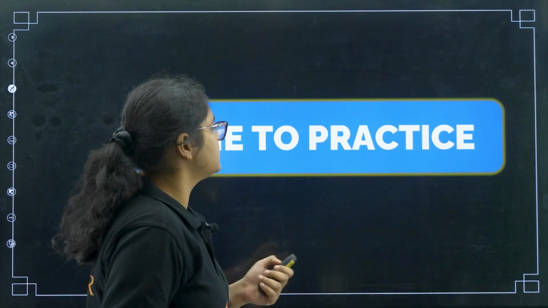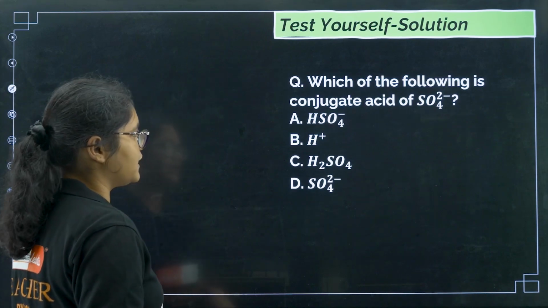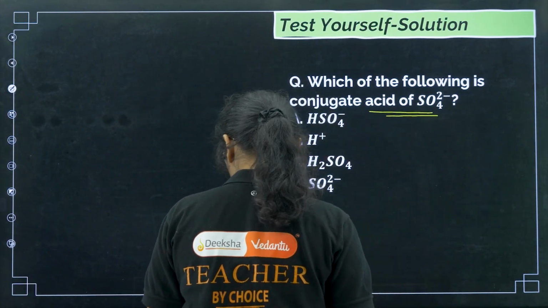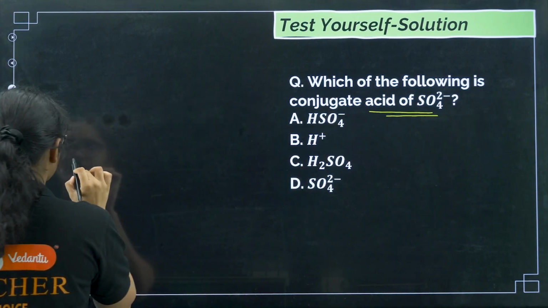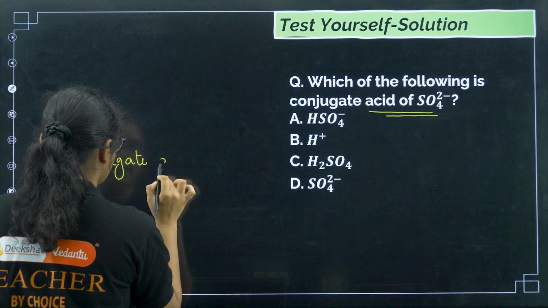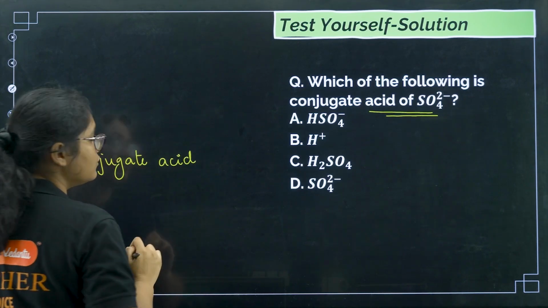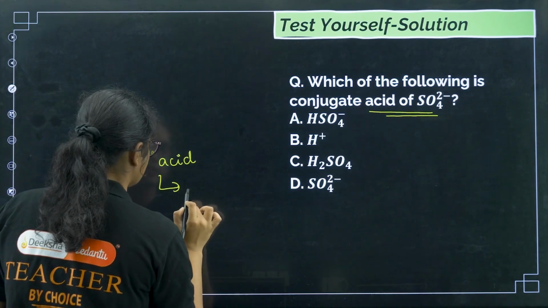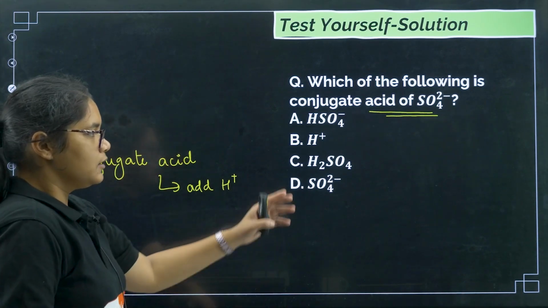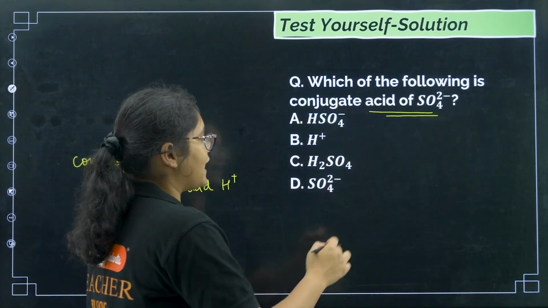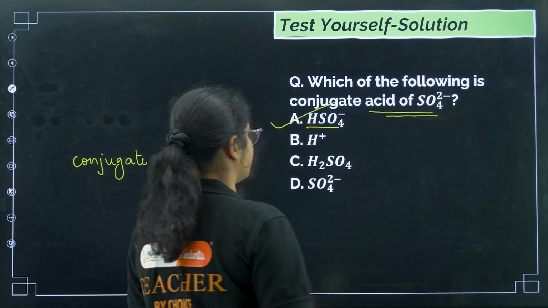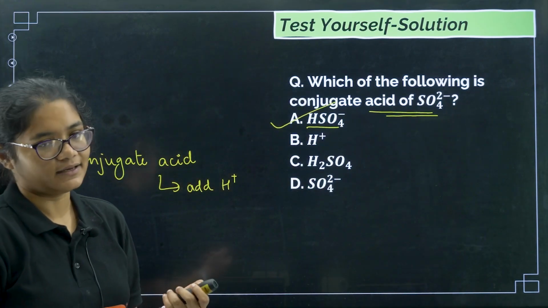Okay, so the first one here is the homework question that I gave you yesterday. Which of the following is the conjugate acid of SO4 2-? So I told you, if you want to find the conjugate acid, what you have to do is add H plus. So if I add H plus here, what will I get? HSO4 minus. Option number A is the correct answer here.